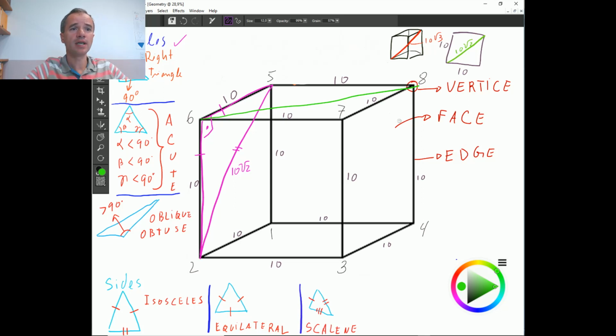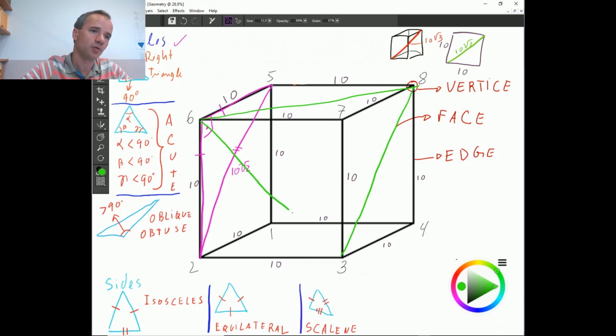I want to see all the diagonals. Why? Because if I just take all the face diagonals, I'm going to build... Oh, you're going to see. I can't say it before. Notice that I'm taking all the diagonals in here.